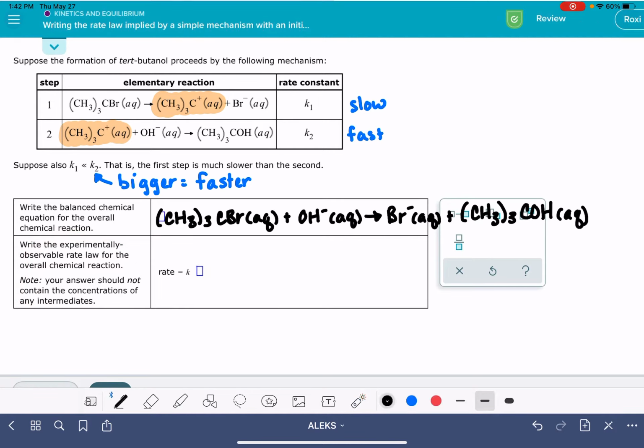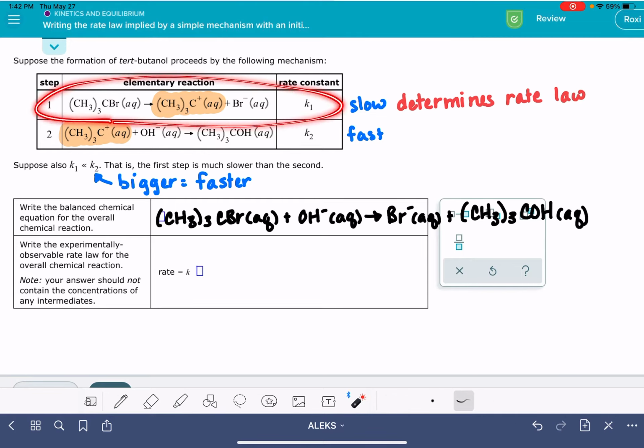Second part of the problem asks us to write a rate law for the overall chemical reaction. The rate law for the overall reaction is determined by the rate law for the slow step. So the slow step determines the overall rate law. And the first thing that we want to do is just simply write the rate law for the slow elementary step.